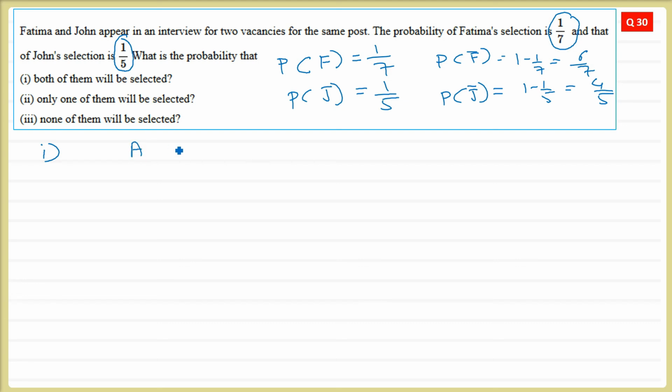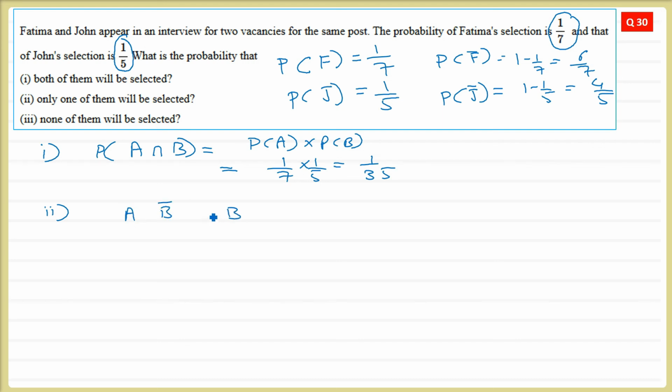Both of them getting selected, that is A and B, F and J, both are getting selected. I am representing F by A, J by B. This is going to be PA multiplied by PB because these are two separate events. 1 by 7 into 1 by 5, this gives you 1 by 35. Coming to the second one, only one of them will be selected. So A selected, B doesn't, or B gets selected, A doesn't make it. So just intersect them, take the probability, add them.